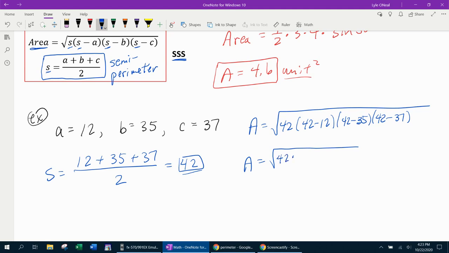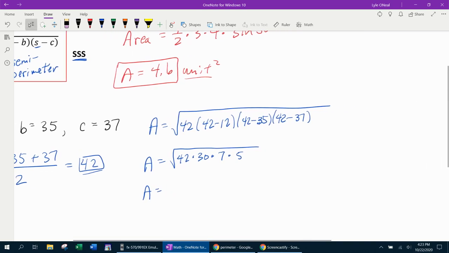42 times, that's going to be 30. 42 minus 35 is going to be 7. And then 42 minus 37 is going to be 5. If you want to do that, you can. If you don't want to do that, you don't have to.